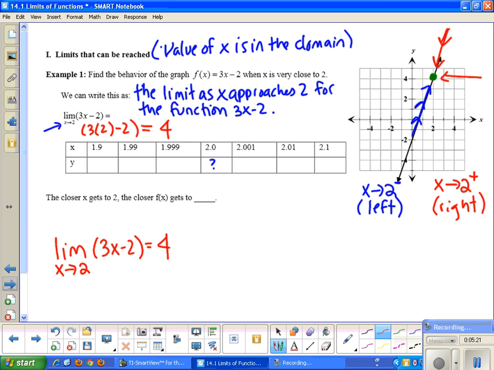2.1, and then 2.01 is even closer. 2.001 is even closer to that value. Whereas when we're doing the left side, we go this way. So I think of the left side as the negative side, which is why we use the little minus sign, and the right side as the positive side, which is why I use the plus sign. So in order to do this, we can use our graphing calculator.